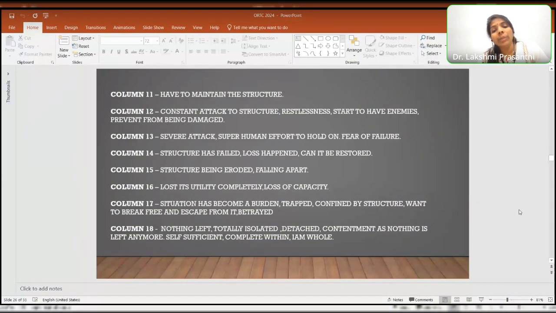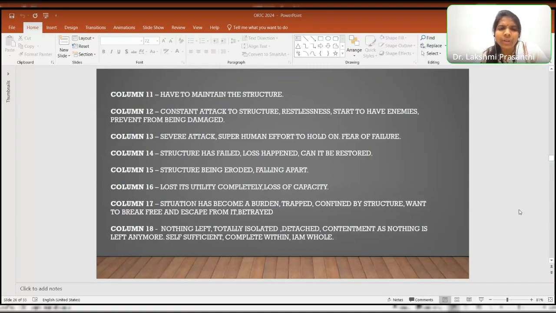And followed by column 18, where nothing is left. There is complete collapse. Totally isolated, detached feeling. Feeling as if everything is done. Now I am self-sufficient, complete within. The whole octet also is completed over here.